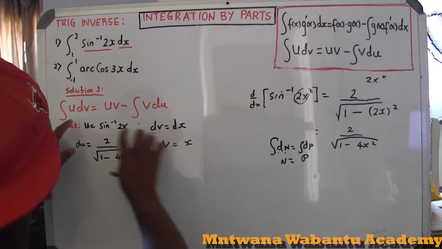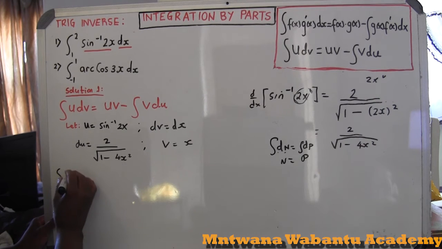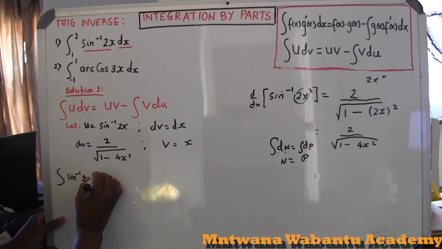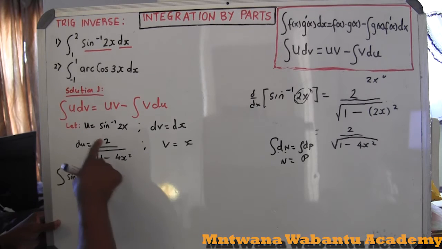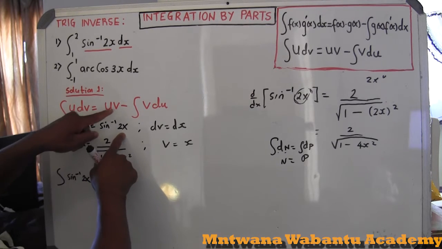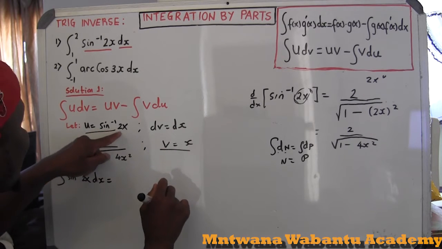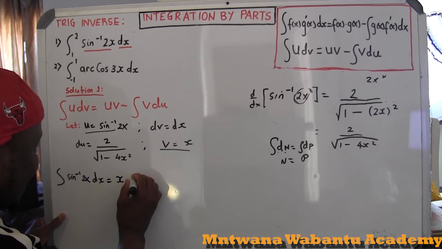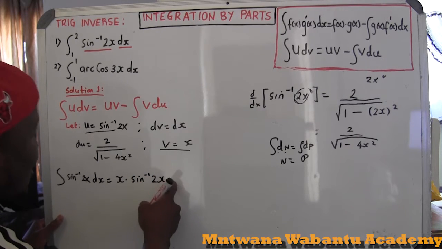Next, we take these values and substitute them in the formula. Integral of sine inverse of 2x dx equals u times v, where u is sine inverse of 2x and v is x. But I encourage you to write x first, then sine inverse of 2x, which is the best way of writing it. Not after, because it's not going to look good.